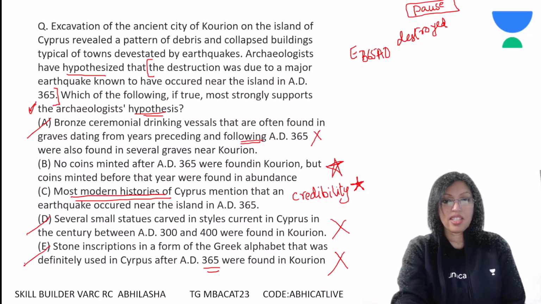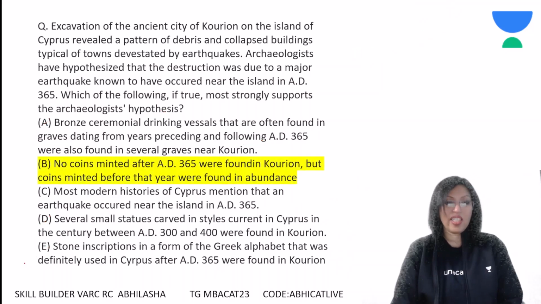Well, let's take a minute. I hope you have understood this question. Let's take a look at the right answer. The correct answer, yes, is B.